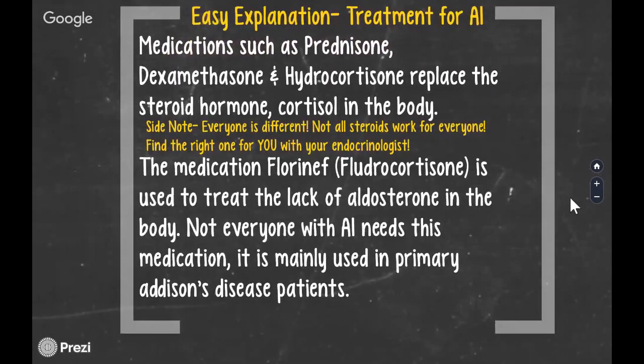Treatment for AI. Medications such as prednisone, dexamethasone, and hydrocortisone replace the steroid hormone cortisol in the body. Side note, everyone is different. Not all steroids work for everyone. Find the right one for you with your endocrinologist. The medication Florinef, fludrocortisone, is also used to treat the lack of aldosterone in the body. Not everyone with AI needs this medication, and it is primarily used in primary Addison's disease.